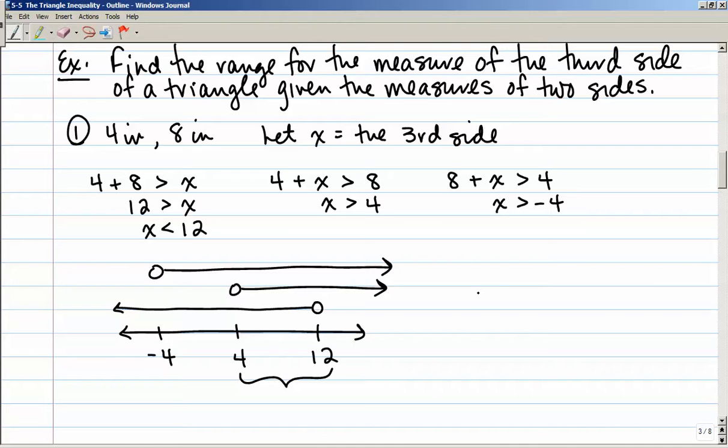So the way I write that is x has to be between, but not including, 4 and 12. So x can be any number between 4 and 12. It can be 4.0001, and it can be 11.99999.